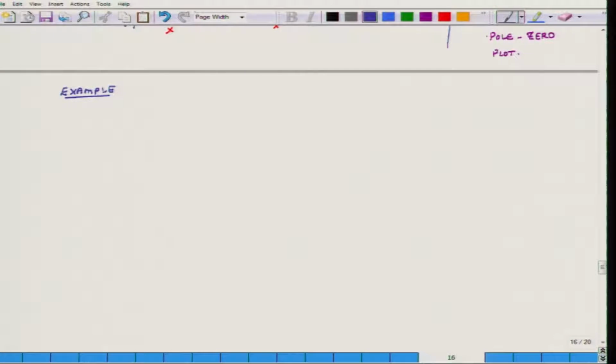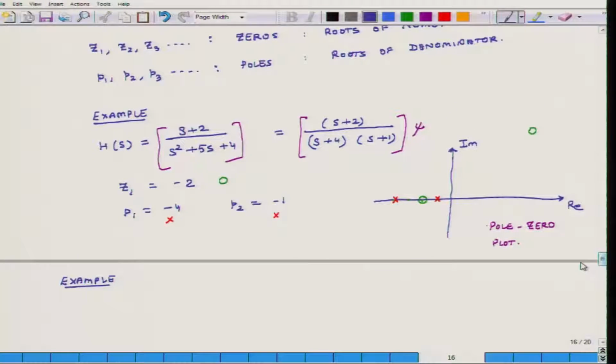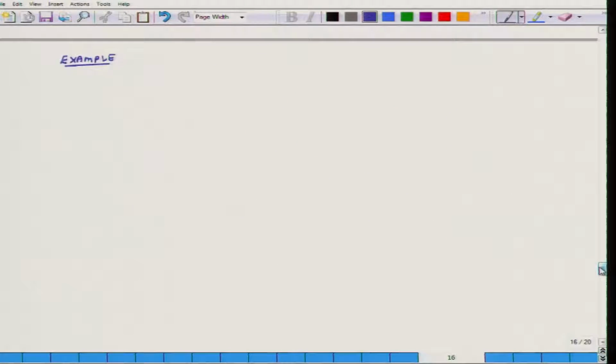In the first case, all the poles and all the zeros were located on the real axis only, but that may not necessarily be the case always. So, let us consider this system H(s) equals (s squared plus 4) divided by (s squared minus 4s plus 13). The roots of the numerator are s plus 2j and s minus 2j.